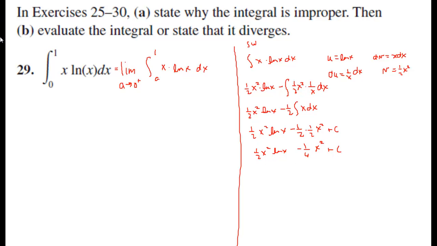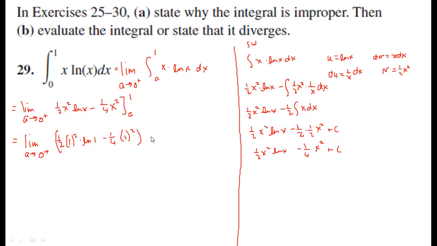We'll take that antiderivative and bring it back into our normal flow. The limit as a approaches 0 from the positive side of 1/2 x squared natural log x minus 1/4 x squared is evaluated from a to 1, or the limit as a approaches 0 from the positive side of 1/2 times 1 squared times the natural log of 1 minus 1/4 times 1 squared, minus 1/2 a squared natural log of a minus 1/4 a squared.